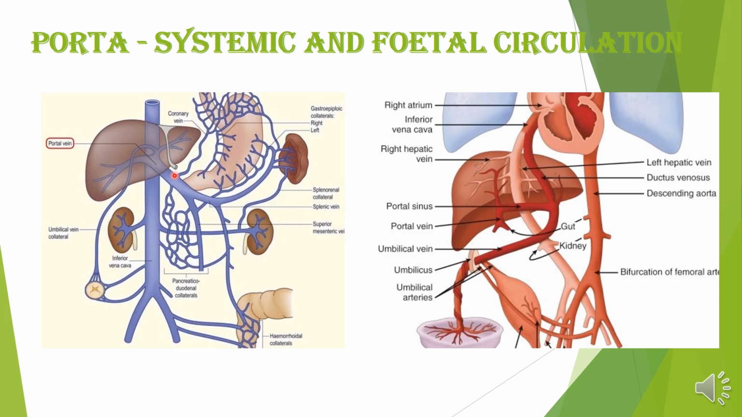Among all these collaterals, formation of splenorenal collaterals and opening of the umbilical vein have very good prognostic value, because now the pressure will be diverted towards the renal vein and it will finally drain into the IVC. But if these splenorenal collaterals, the collaterals around the spleen, are not formed and this umbilical vein is not opened up, then more of the pressure will be diverted toward the gastroesophageal junction, which will cause severe hematemesis in the patient. So opening of this umbilical vein and the splenorenal collaterals are very good prognostic signs in case of portal hypertension.